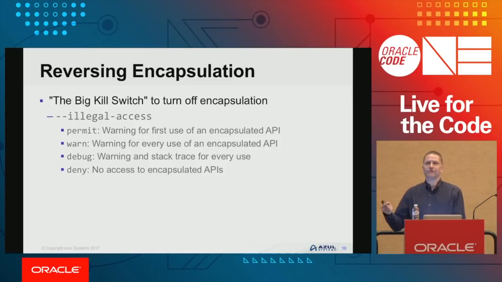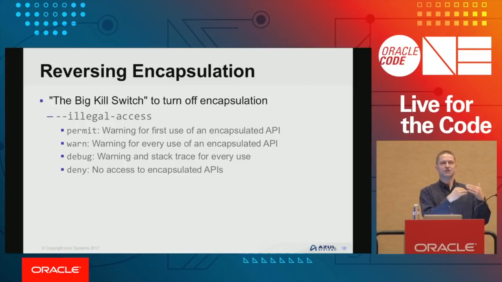Then if you want even more information, you can set it to debug, and that will give you a warning each time you use an internal API, but it will also give you a stack trace so that you can find out where you came from in terms of your code, so you can go back and think, can I replace this with some public API? And then the last one is to deny, which is to turn off access to the internal APIs.